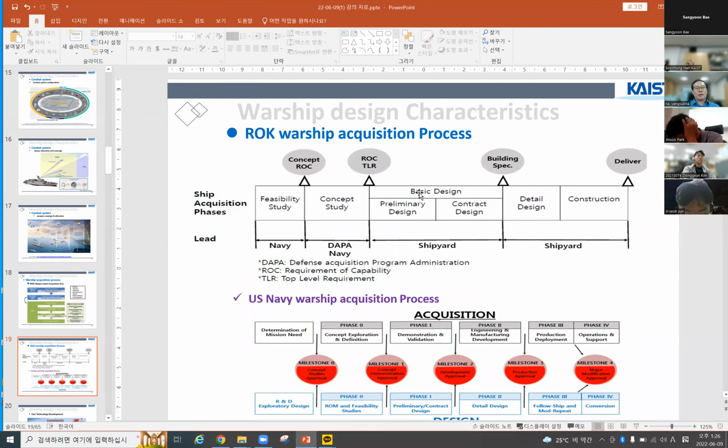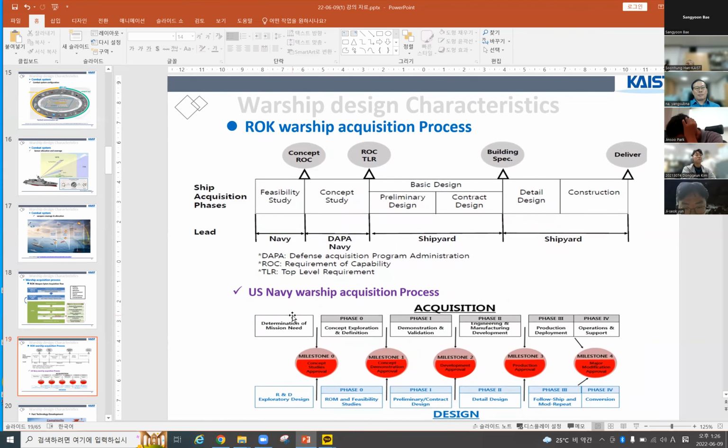Next is the warship acquisition process. In the United States, the warship acquisition process is like this: R&D, exploratory design, feasibility studies, the preliminary design, the contract, and the detailed design. About this full design phase, about 10 years are needed.